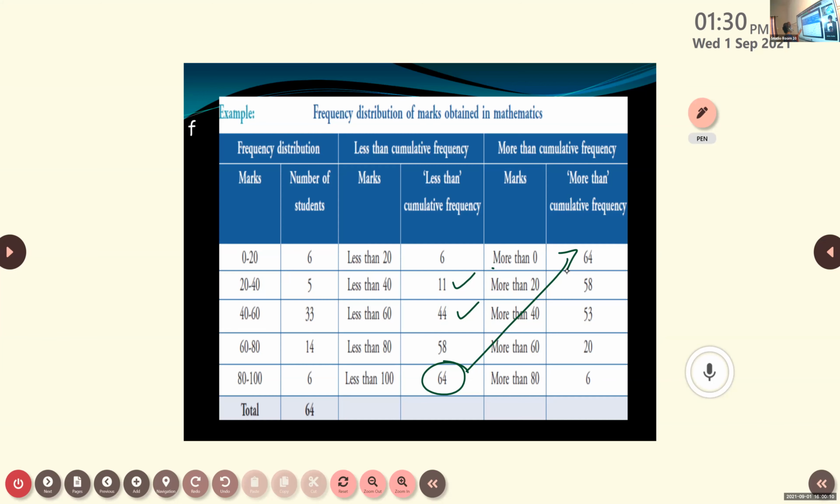Now more than 20. How many numbers are coming? More than 20, so what do we have to do? From the 64, what do you have to reduce? 6. You have to reduce 6. So 58 you got. More than 20. That means what is included in 0 to 20, you have to reduce from the total. So more than 20, you got 58. More than 40.